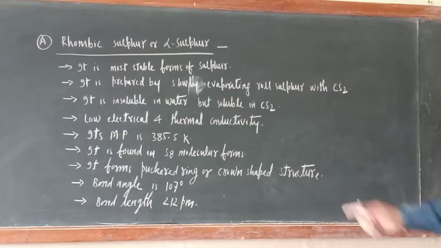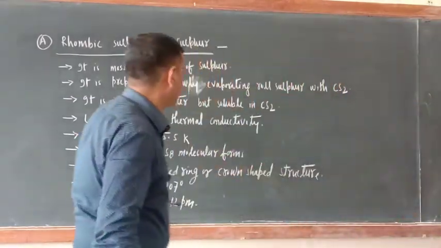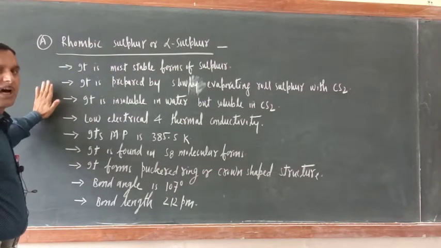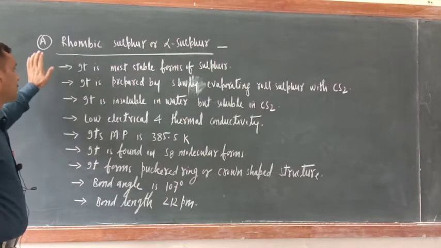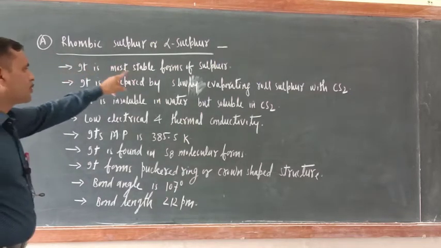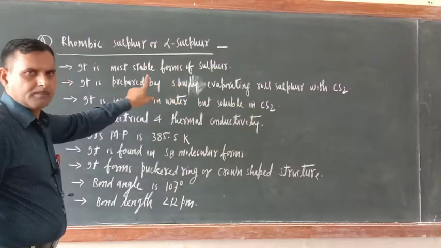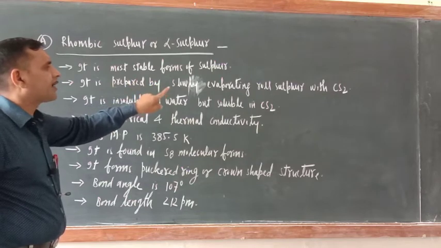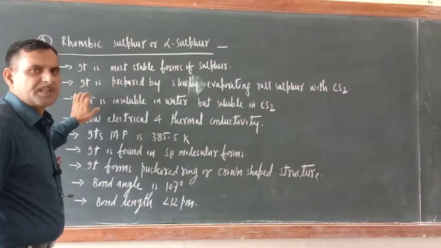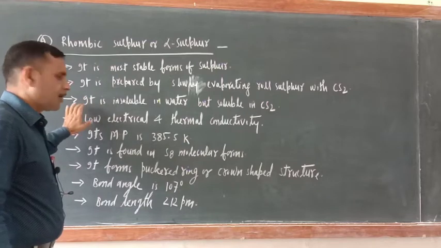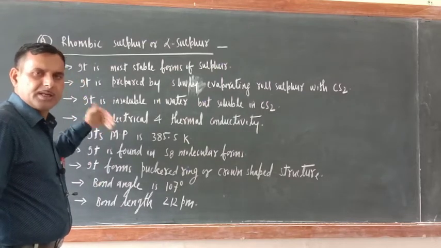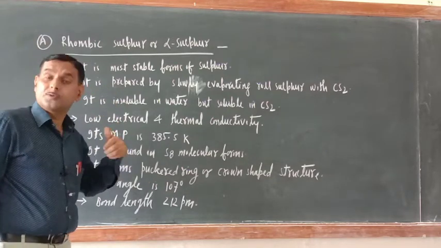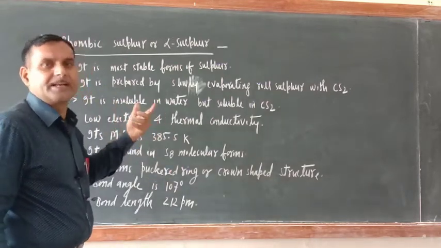Dear cadets, now the physical properties of rhombic sulfur. I have written them point wise so that you can get all the information on the same platform. Rhombic sulfur is the most stable form of sulfur. Second, it is prepared by slowly evaporating raw sulfur with CS2. You should also write point wise, so that remembering becomes easy and as and when you recall it can be retrieved.